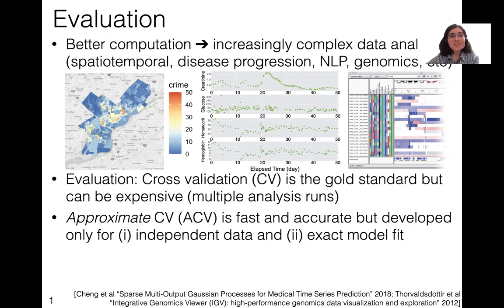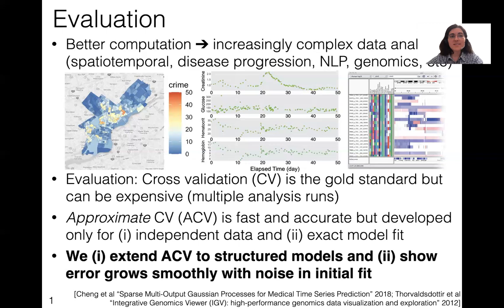The data are definitely not independent by construction, and typically it would be too computationally costly to run all the way to machine precision. So for instance, a practitioner will run something like stochastic gradient descent for some number of epochs and then stop when it's looking good enough. So our contribution then is to develop approximate cross-validation for these structured models used so widely in machine learning. To make this really practical, we also extend approximate cross-validation to take an imperfect model fit. In this case, we show error grows smoothly as the noise in this fit increases.